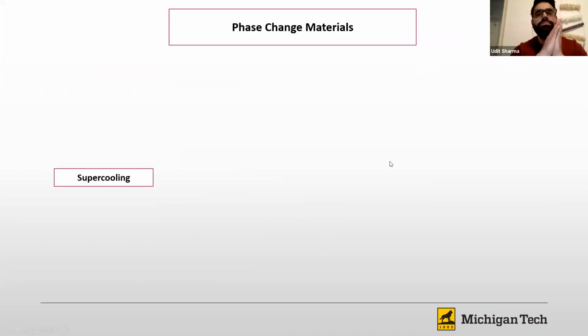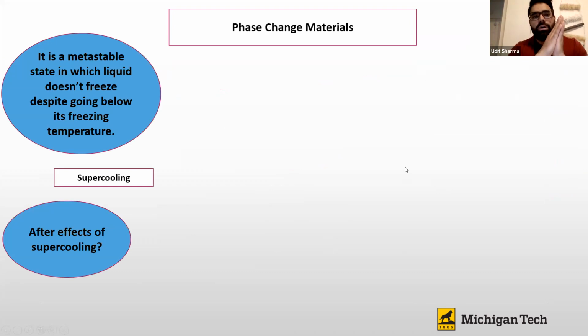Next, phase change material supercooling. So what is supercooling? The very first question that arises is what it is. Supercooling is a stage in which the material does not freeze when it is supposed to freeze.